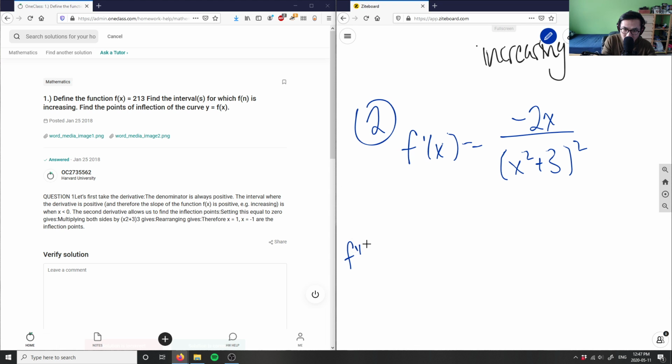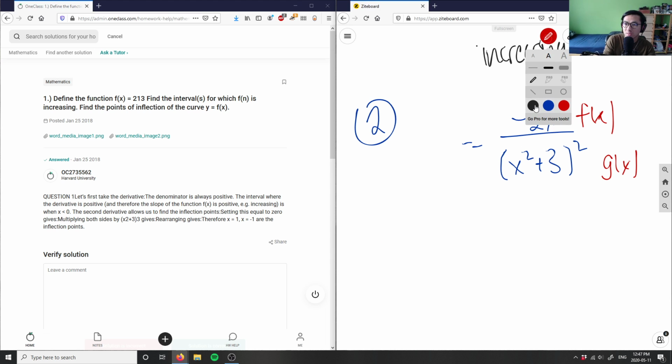Let's see, f double prime of x would equal, so I'm going to use my quotient rule to find the derivative of this function here. The quotient rule states that I'm putting this guy here as f of x, and this here is a g of x. I'm going to label this as h prime of x, just to keep things constant.